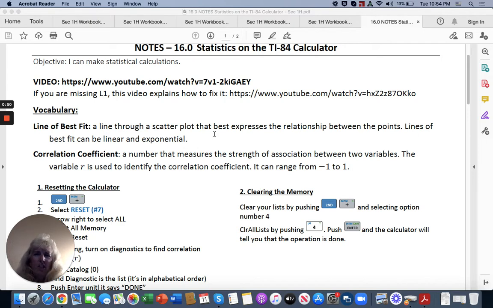Correlation coefficient is a number that measures the strength of association between two variables. The variable R is used to identify the correlation coefficient. It can range from -1, which is not correlated hardly at all, to +1, which is highly correlated.